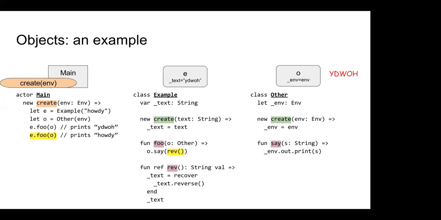And then main calls foo again, foo calls rev again, rev reverses the text again, so now it turns back into howdy. And then we call say again on O, and now O prints out howdy, frontwards.